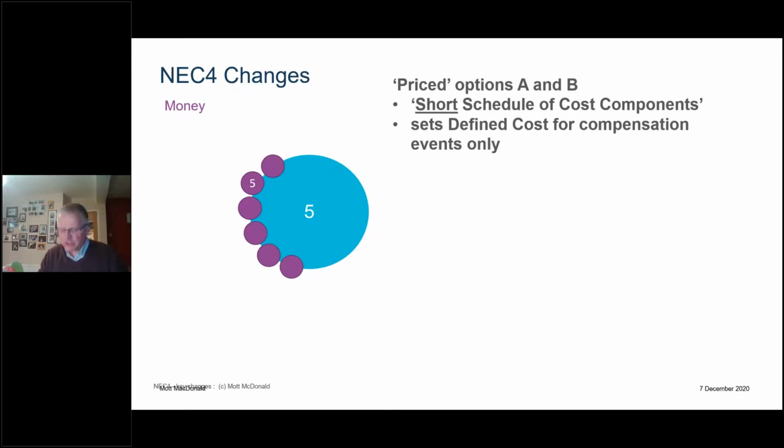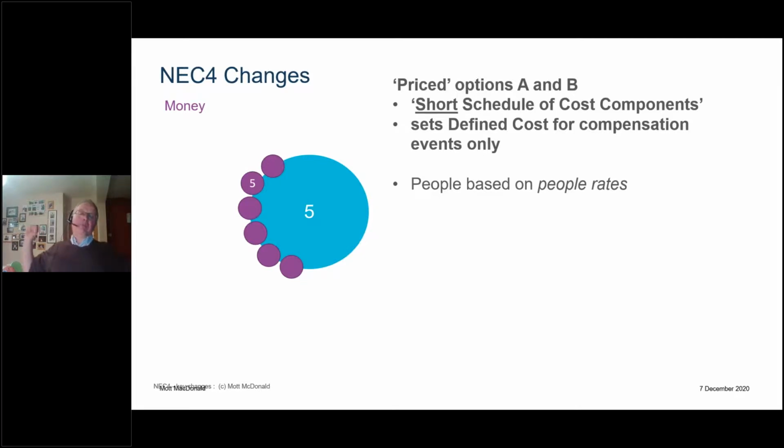So we've got a new document called the short schedule. It's used only for compensation events. And yes, big change. For a lump sum or a BOQ job, we now ask the bidder to give us people rates. So we're going to have a rate for an unskilled labourer, a rate for a joiner, a rate for the site agent. So when we need those people, we've already got a predetermined tendered rate that we use for those people.